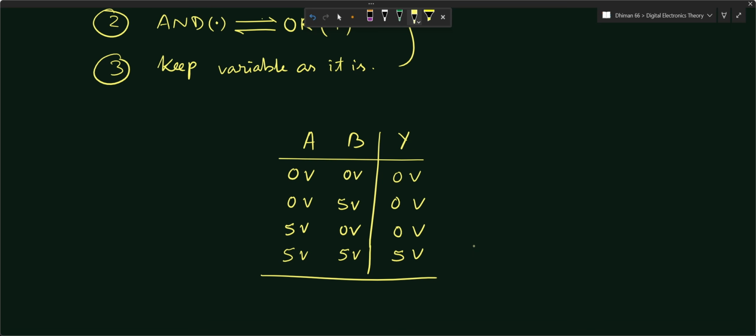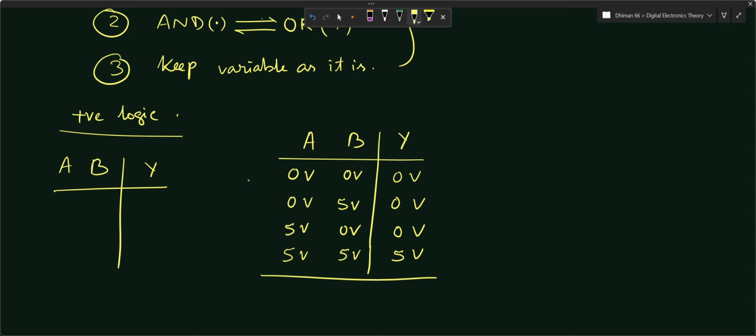Now let us consider positive and negative logic. If we consider positive logic, we have to write 1 and 0. All the positive voltages, that is the 5 volt, will be represented by the 1 value, and the 0 volt will be represented by the 0 value. Now let us consider the positive logic. A and B are the inputs and Y is the output. So 0 volt means 0 0, the output is also 0.